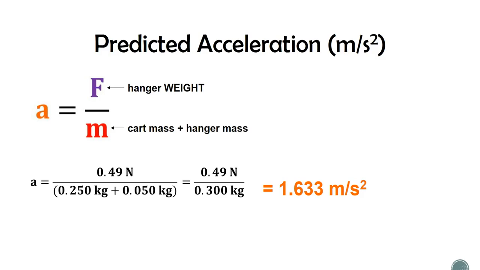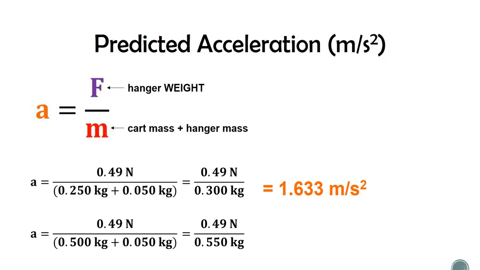So let's look at the second one. Trial 2 would be 0.49 newtons divided by 0.500 kilograms plus 0.050 kilograms. So 0.49 divided by 0.550. So again, this is the mass of our entire system. The cart with the extra bar mass plus the mass of the hanger gives you 0.891 meters per second squared. And so continue on for trial 3 and trial 4 in the same way. Double check yourself and make sure that you did your math correctly.